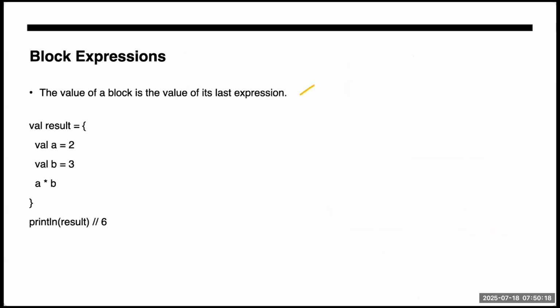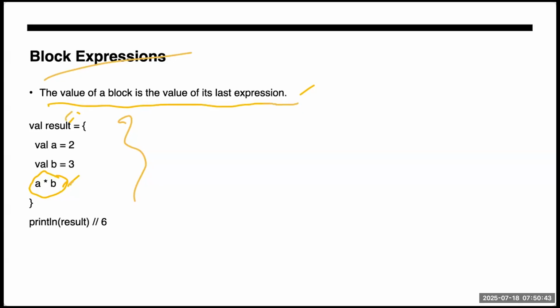Let's look at this block. In the block you wrote at the end a into b, so this will be returned as your value in the result. You write in the block expression with curly braces, and whatever you return at the end will be returned into the result, the variable you have written here. This we call the block expression. The value of a block is the value of its last expression.